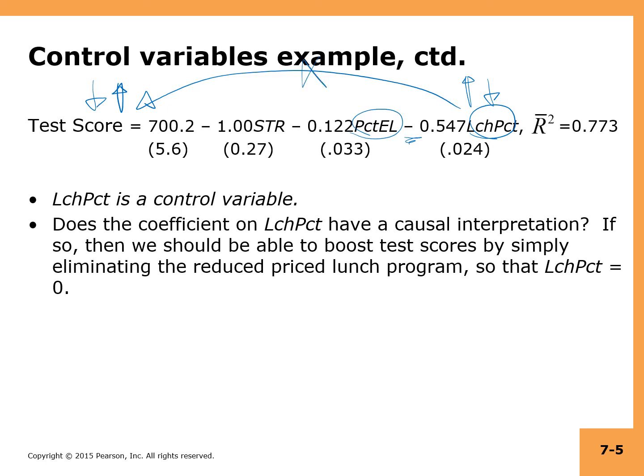If one were to cause the other, so if somehow the percentage of students enrolled in the reduced price lunch program affects the test score, then someone may try to increase the test score by getting rid of the reduced price lunch program and making this variable equal to 0. But we know that just getting rid of the reduced price lunch program is not going to increase the test score. And that means that this variable is not causal. In short, control variables don't always have a causal implication or causal interpretation.